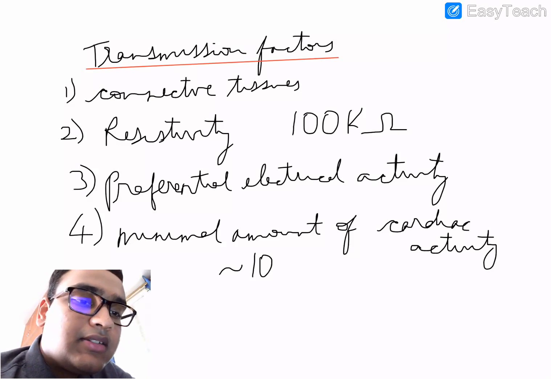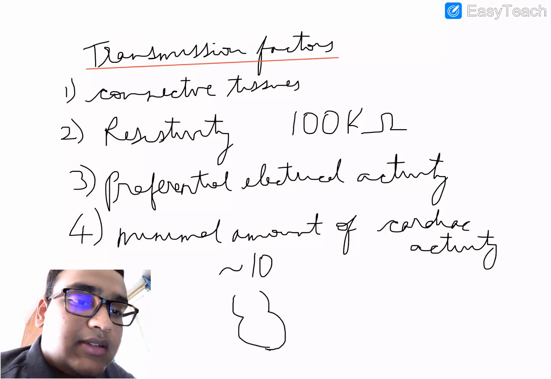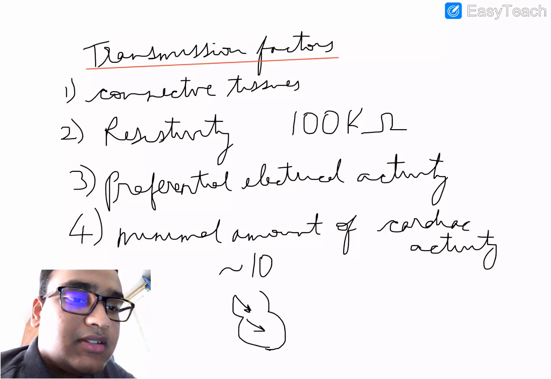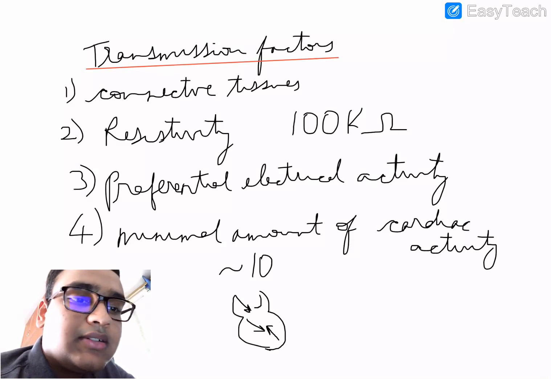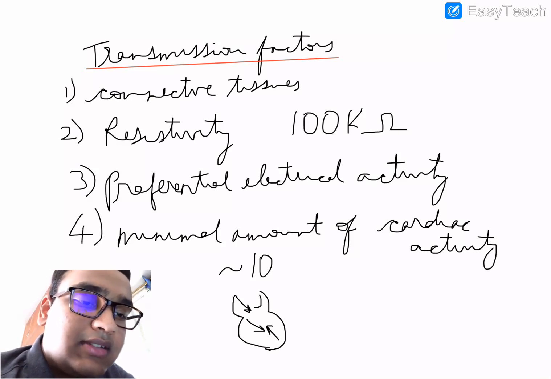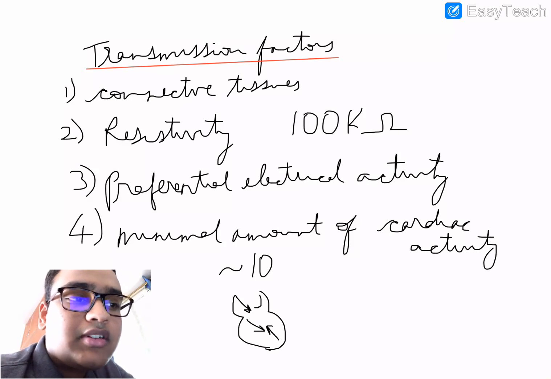And the next thing is, as you all know, the heart is a 3-dimensional structure, and these electrical currents which are generated in a 2-dimensional way can be cancelled with each other. So say this current goes like this, and then there's another current which goes like this, and these two get cancelled. So in this cancellation, around 90% of this electrical activity is cancelled, and that cannot be measured. So only a minimal amount of cardiac activity is measured, that is around 10%.